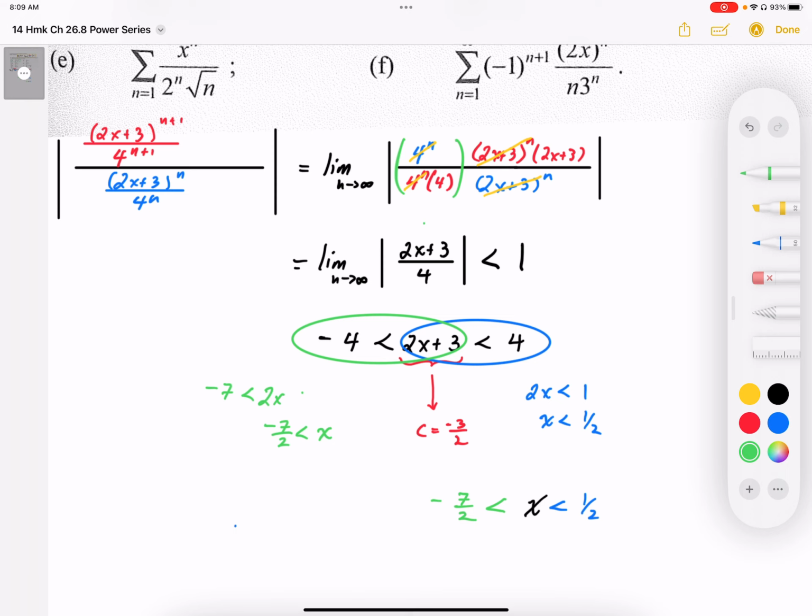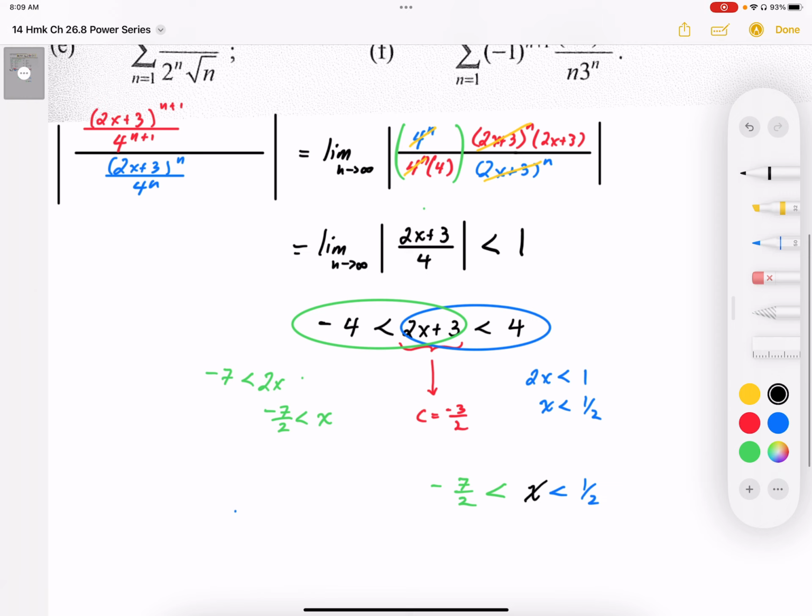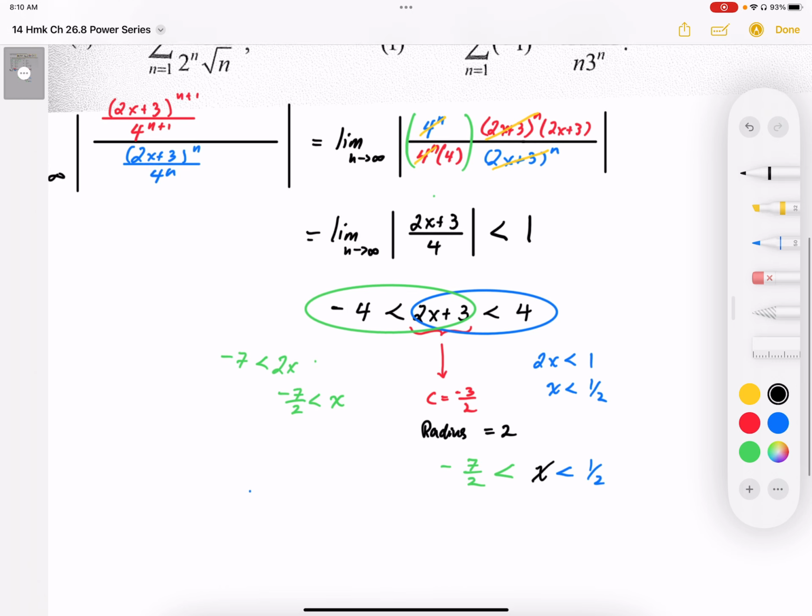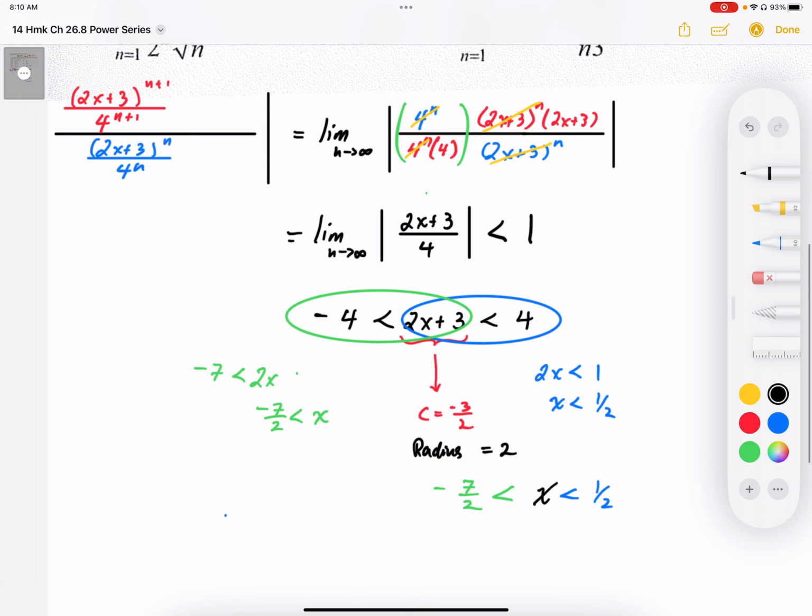Now, we have our center. The radius is going to be the distance from the center to one of those points. So our radius is equal to 2. Is it equal to 2? Yeah, the radius is equal to 2. And we typically can see the radius in our expression because it's going to be the reciprocal of that.